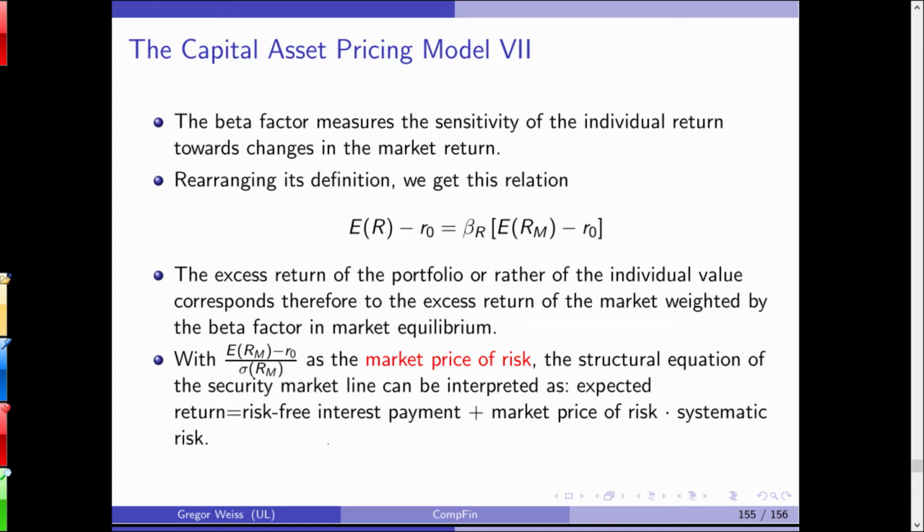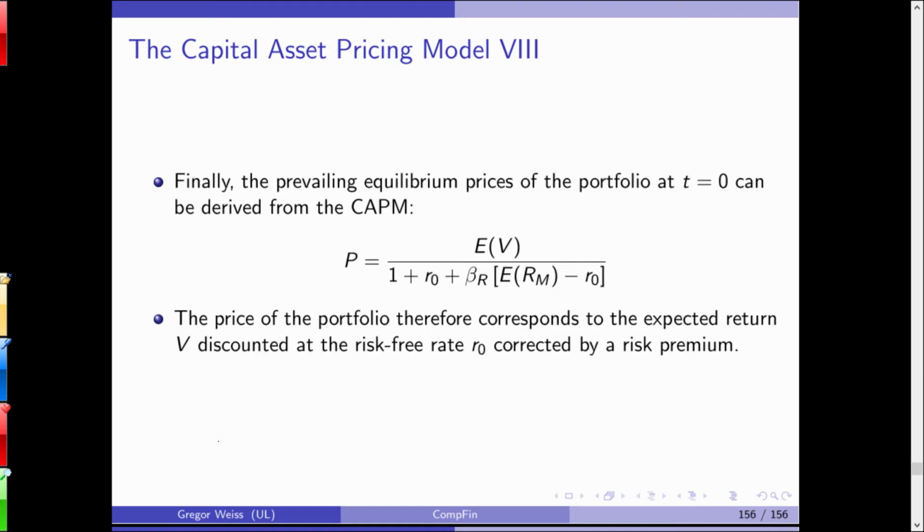And this, again, here below, is sometimes called the market price of risk. If you divide the excess return by the volatility, you can then interpret this as follows: expected return equals risk-free rate plus market price of risk times systematic risk. Also a very famous interpretation of the capital asset pricing model.